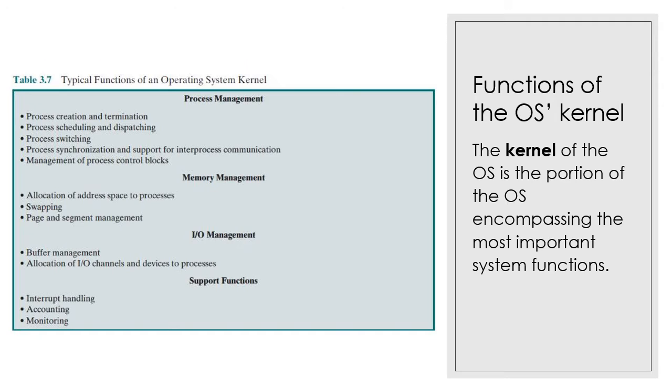The kernel of the OS is the portion of the OS encompassing the most important system functions. Most of the time, the kernel of an OS is brought into the RAM when the system is booted and stays in the RAM as long as the system runs. So in many operating systems, the kernel is also called the resident part of the OS because it is never swapped out to the disk.